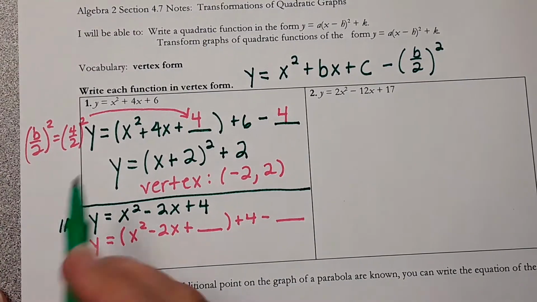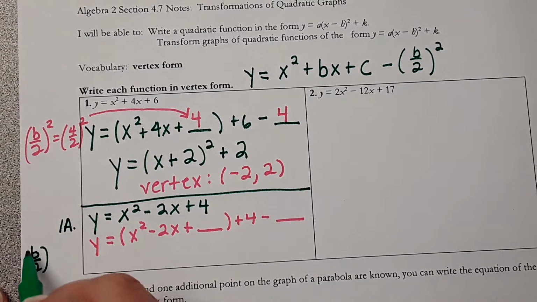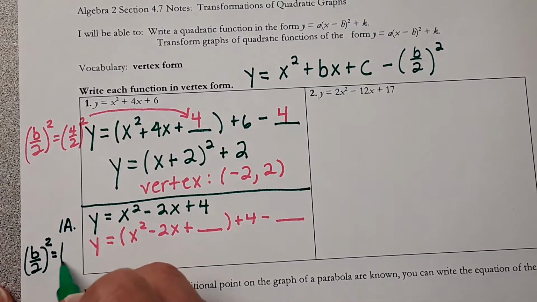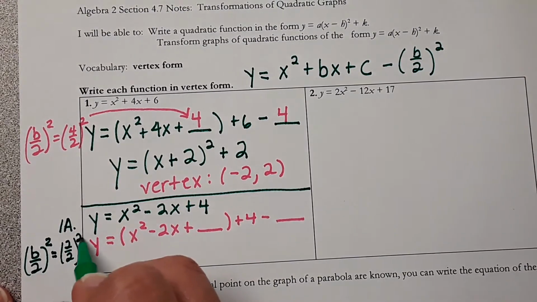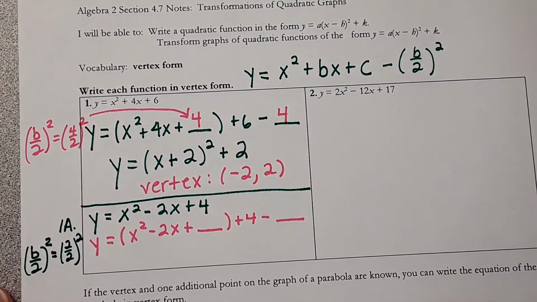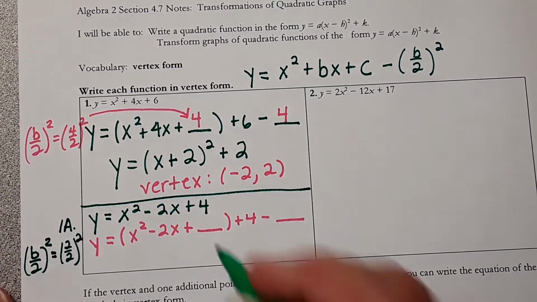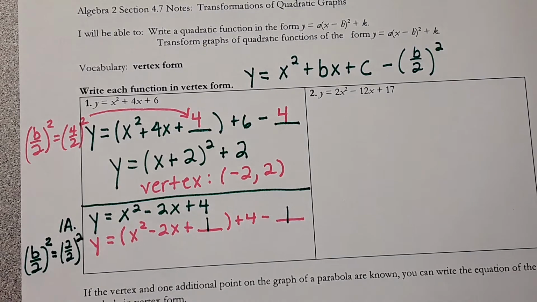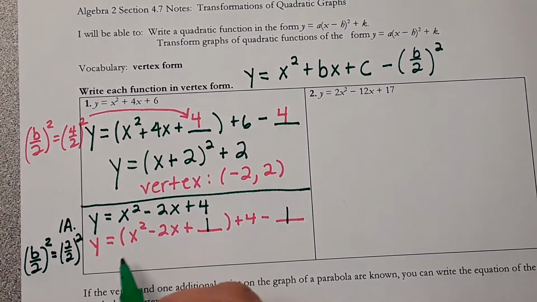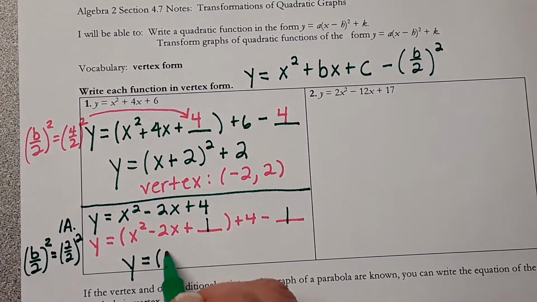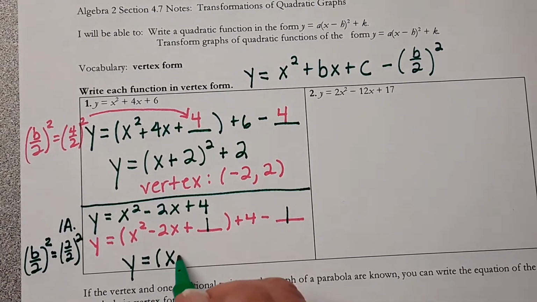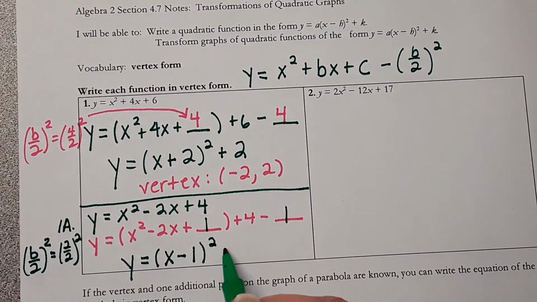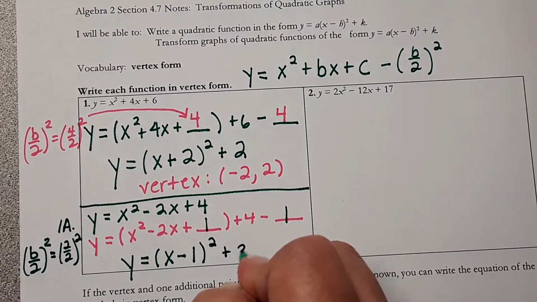Okay, so again, we're going to take half of b and we're going to square it. Half of b is, we're going to take half of 2 because that's our b, and we're going to square it. Well, half of 2 is 1. 1 squared is 1, so I'm going to put a 1 here and a 1 there. Y equals x minus, so this is minus, the square root of 1 is 1. And then 4 minus 1 is 3.